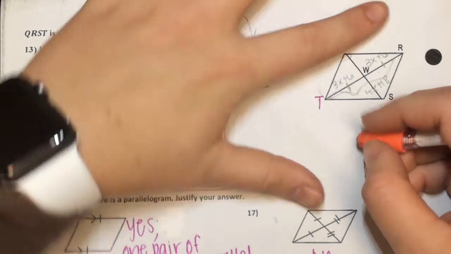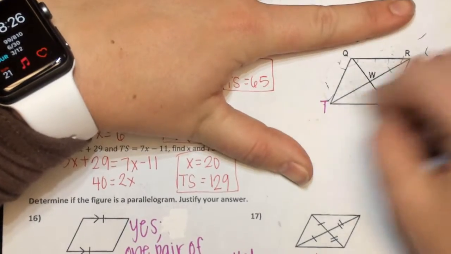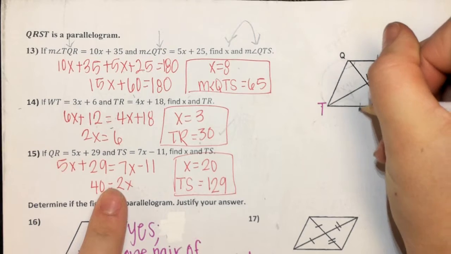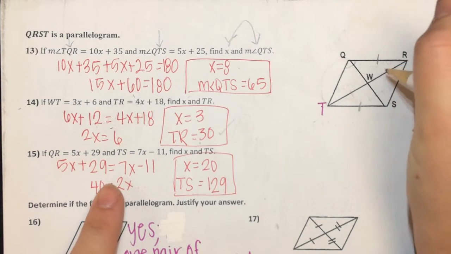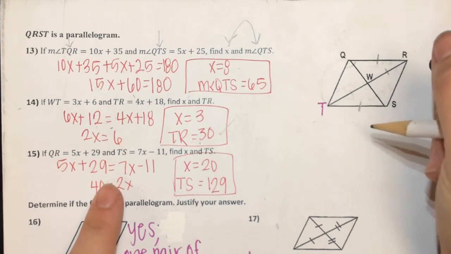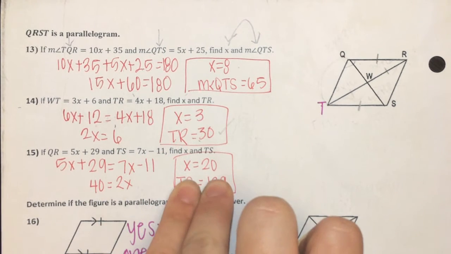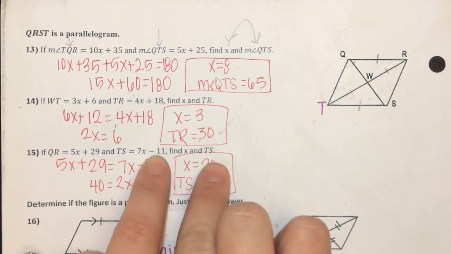All right, number 15. QR, that's this one, and TS, that's this one. Well, property of a parallelogram, we know that these two are the same. So just set them equal, solve for x to get 20, and then plug it back in to find TS.